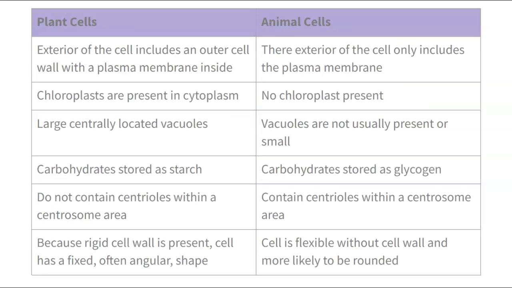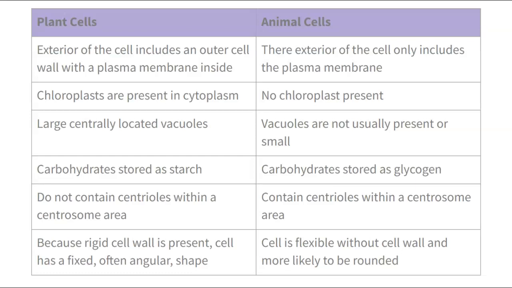When we're talking about plant versus animal cells, in plant cells, you have a cell wall, and in animal cells, you do not. In plant cells, you have chloroplast and a large vacuole for water storage. In animal cells, there's no chloroplast, and the vacuoles are present, but small. Sometimes there's not even vacuoles present, but if they are, they're much smaller in relation to plant cells. In plant cells, you have carbs stored as starch, and they do not contain centrioles within a centrosome area, whereas in animal cells, the carbohydrates are stored as glycogen, and they do contain centrioles.